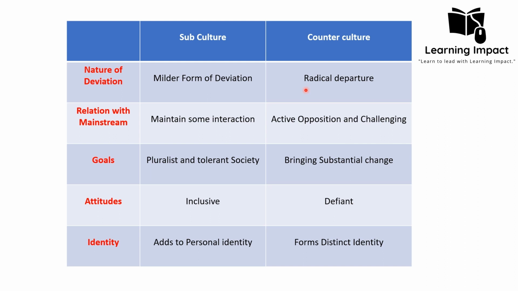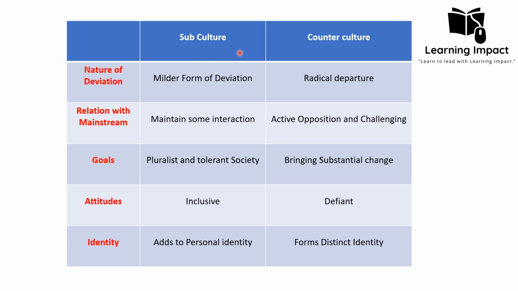For example, as we discussed, another example is the LGBT movement, which, at the time when it emerged, was challenging the dominant norms. So gay rights were not a part of culture at that time, so it is considered a radical departure from the dominant culture.